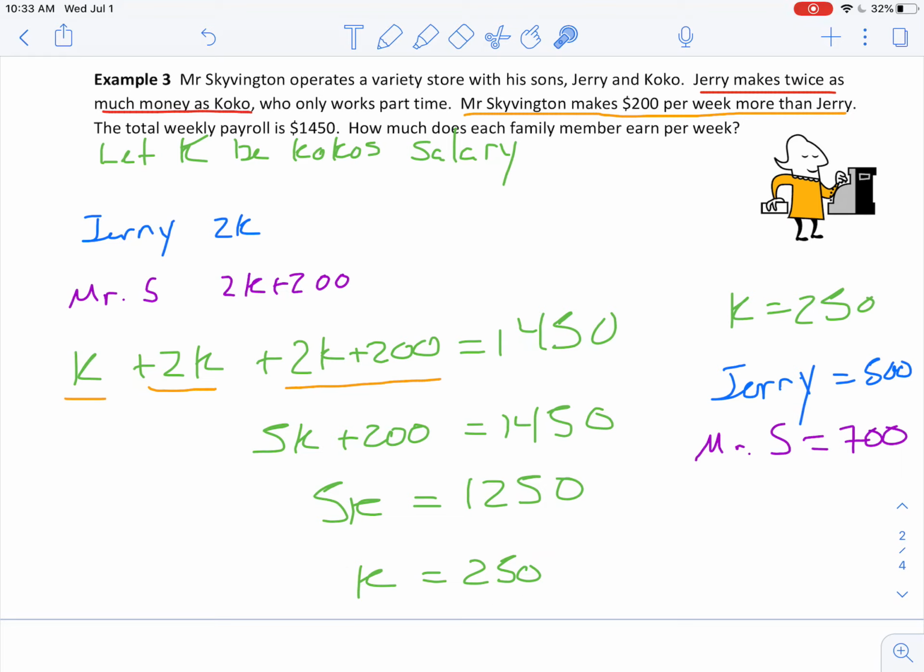So we need to know everyone else's. Well, if Coco's salary is $250, Jerry's is 2 times 250, so Jerry makes 500. Mr. S is 500 plus 200, which would be $700.